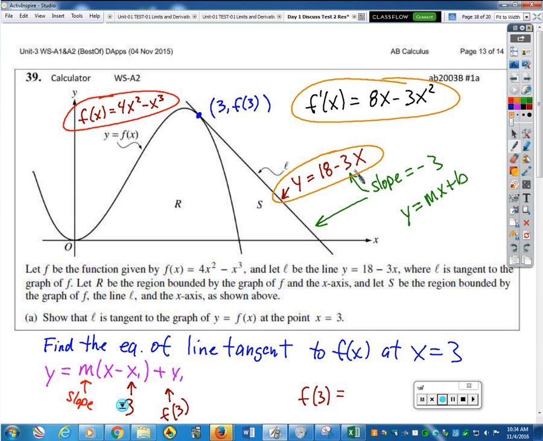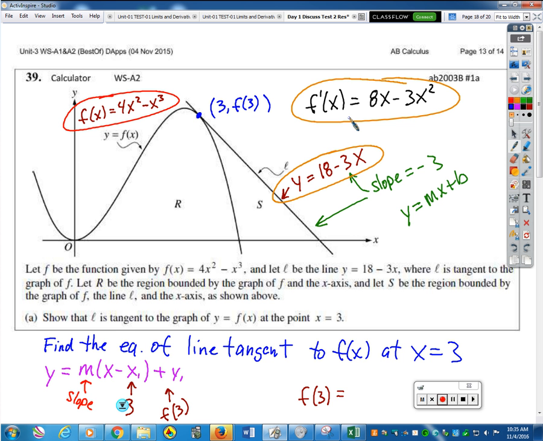Nobody leave. You got 60 seconds. Do not leave. Look at me. This is not the slope. I'm going to say it 12 times. This is not the slope. This is an equation of a line.